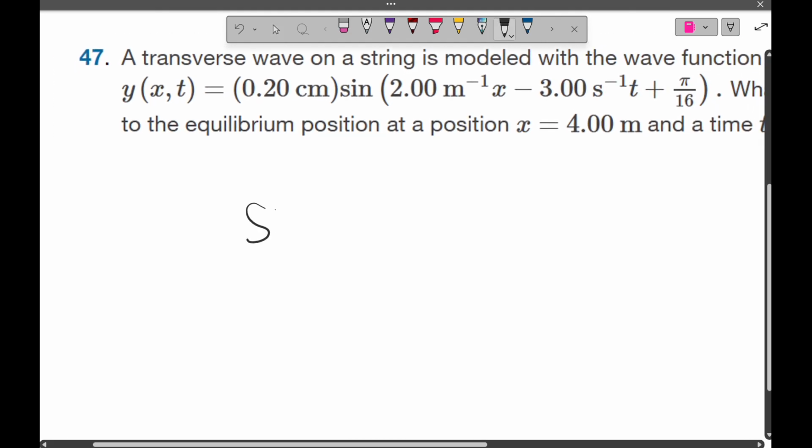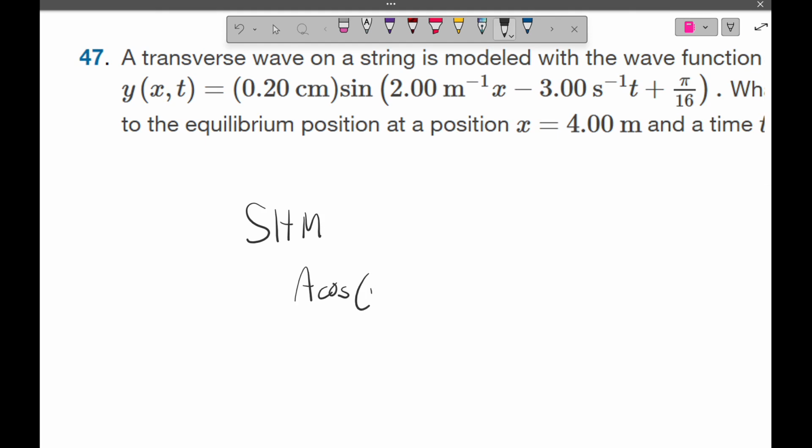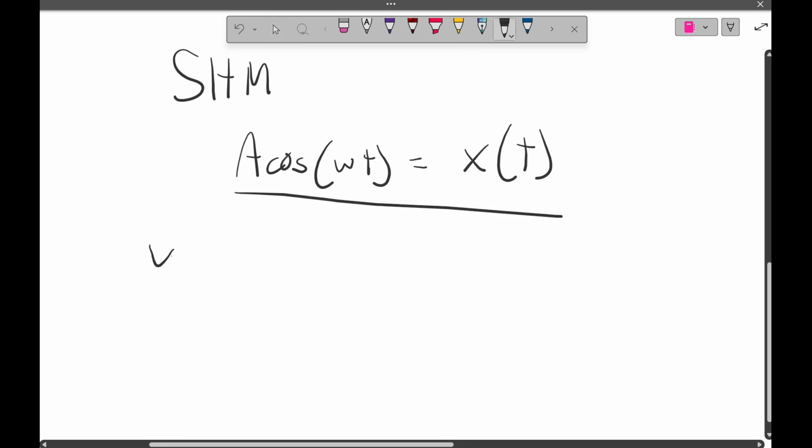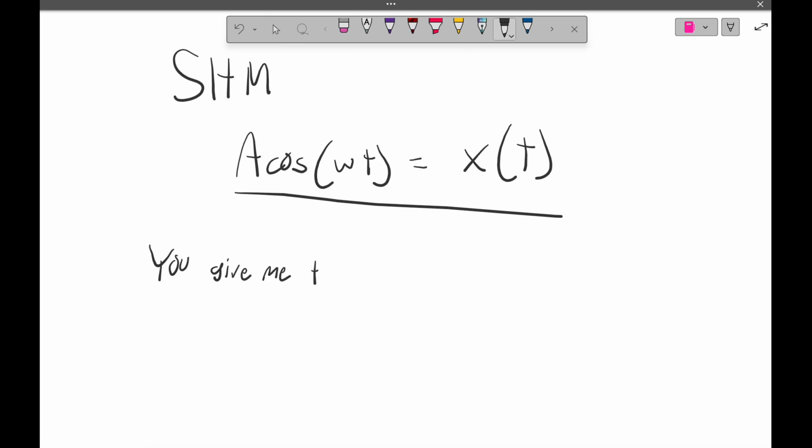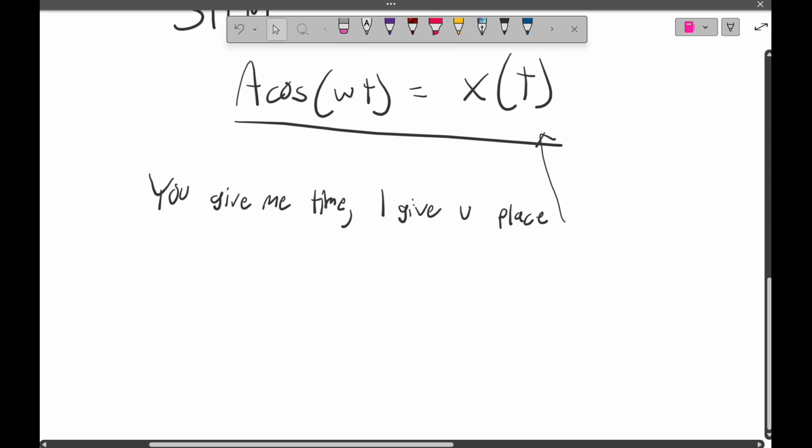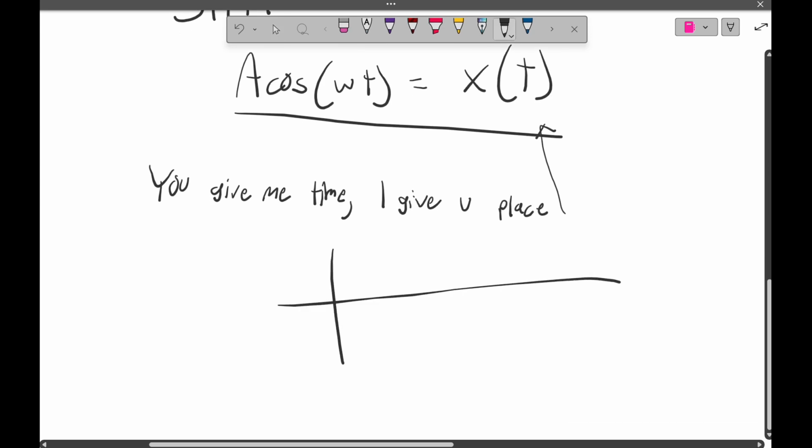So SHM is going to be like a cosine omega t is equal to some x value. It's usually x of t is equal to that. What does this mean? This means you give me time, I give you place. Place being somewhere in physical space that the thing is oscillating in.